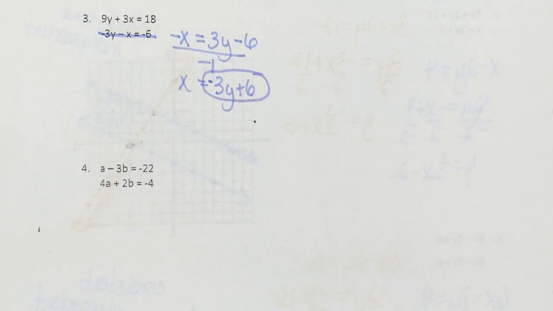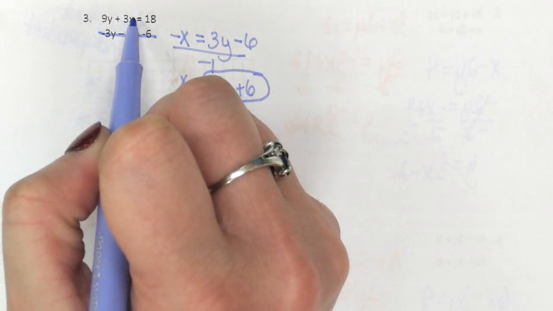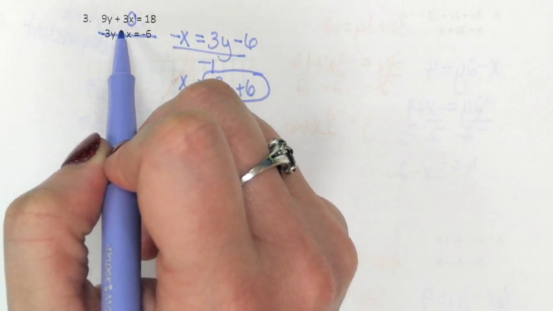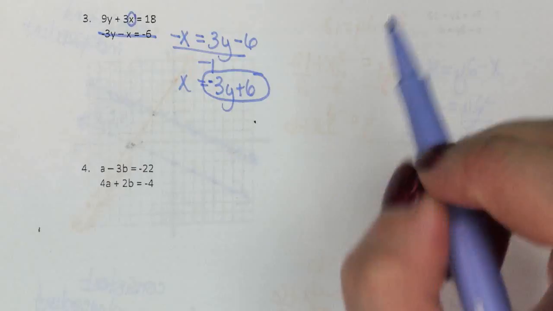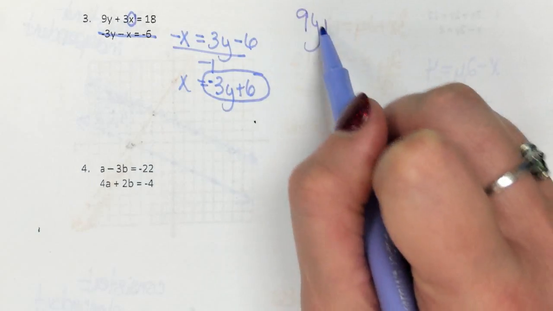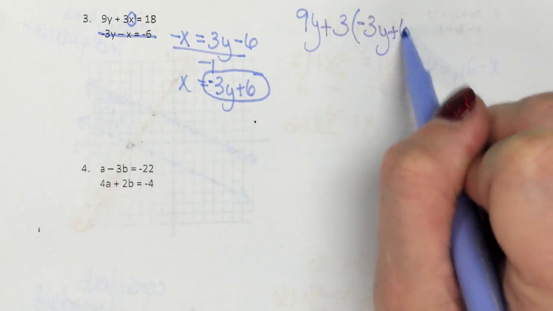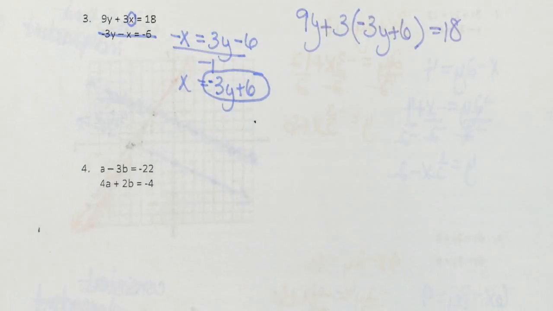Jared, you get the same answer, though, if you solve the top one for X. All right, so what are we going to plug in for X? -3y plus 7. Very good. And we're going to plug that into this guy right here. Now, Jared, did you solve the top one? You just solved the bottom one? Okay. All right, so we should have 9y plus 3, but we're not going to put X. We're going to put -3y plus 6 is equal to 18.